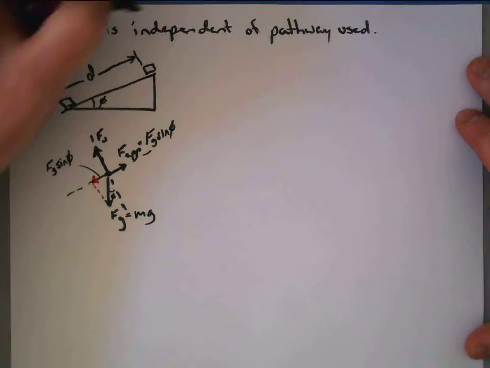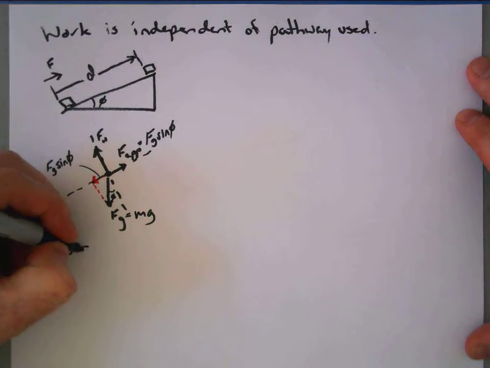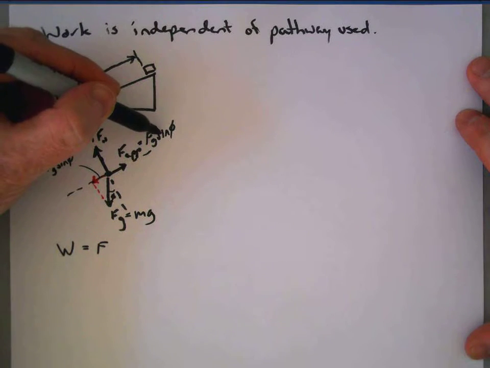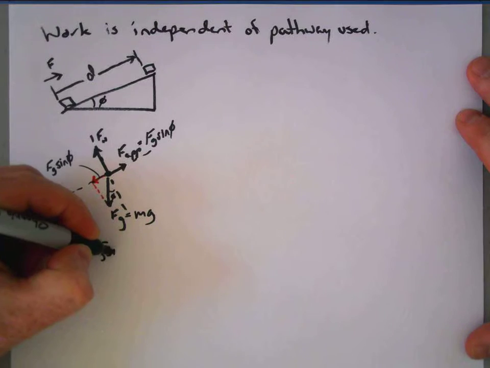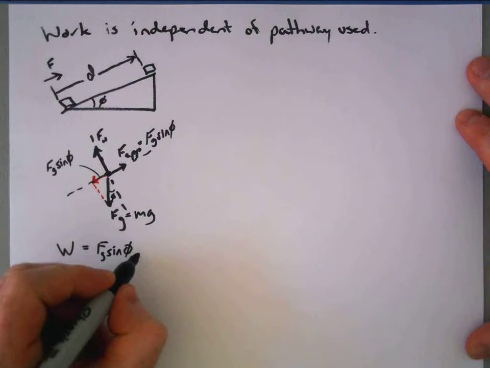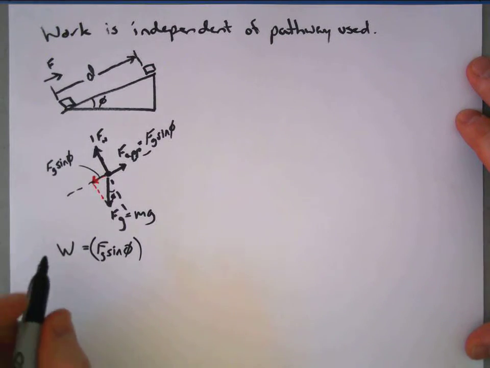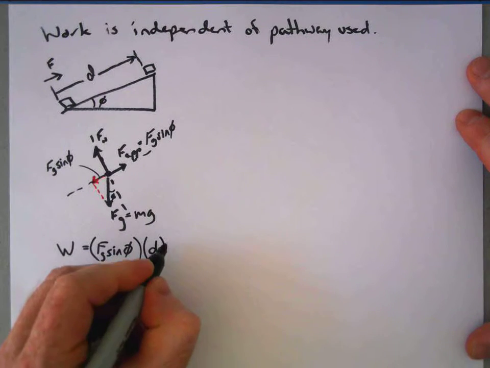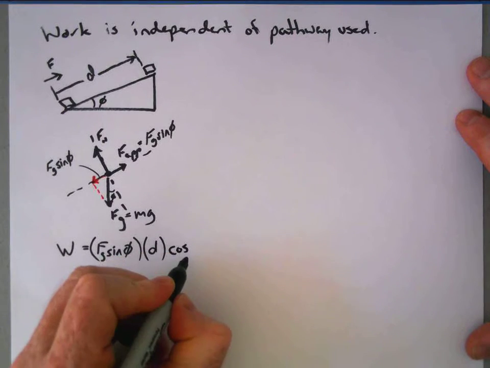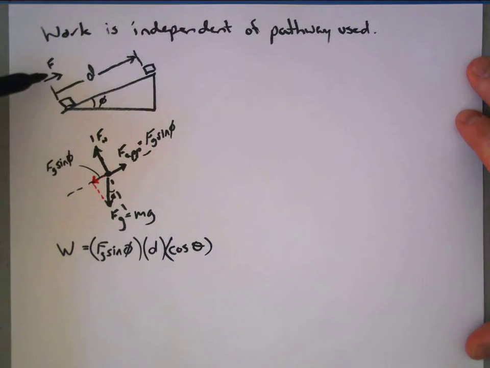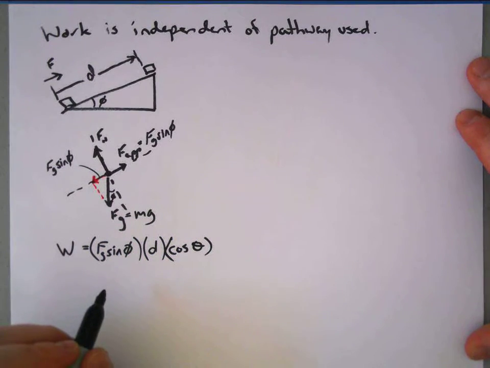So the work we do in this situation, we have our applied force. But we've already said our applied force is Fg sine phi. That whole thing is just the force we're using, and we're going to multiply by the distance traveled. And to be technical, I'll put the cosine theta here. But you want to make sure you understand that theta is the angle between our force and our distance, and it will be 0 in this case. We could figure this value out.